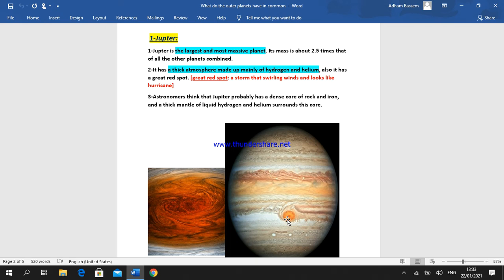So its core is dense, consists of rocks and iron, and is surrounded by a thick mantle of liquid hydrogen and helium. Why are hydrogen and helium in a liquid state inside the internal structure of Jupiter? Due to the very high pressure inside the planet Jupiter.